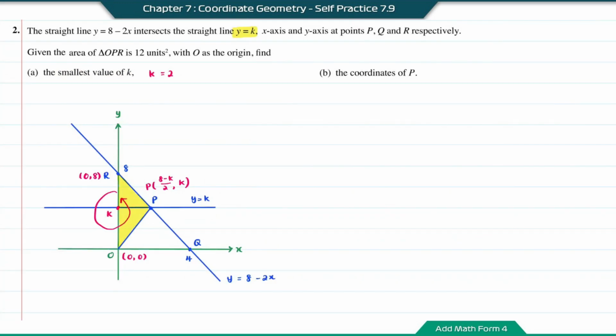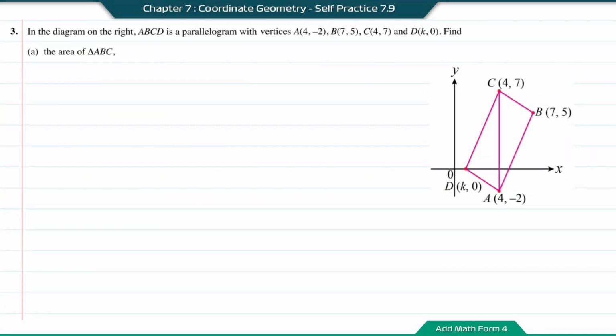Question B, find the coordinates of P. So if we are using method number 1, straight away we're going to get the coordinates of P, which is 3, 2. But if we are using method number 2 here, to get the x coordinate of P, we're going to substitute k equal to 2 into (8 minus k) over 2. So (8 minus 2) over 2. This is equal to 6 divided by 2, which is equal to 3. So the coordinate P is equal to 3, 2.